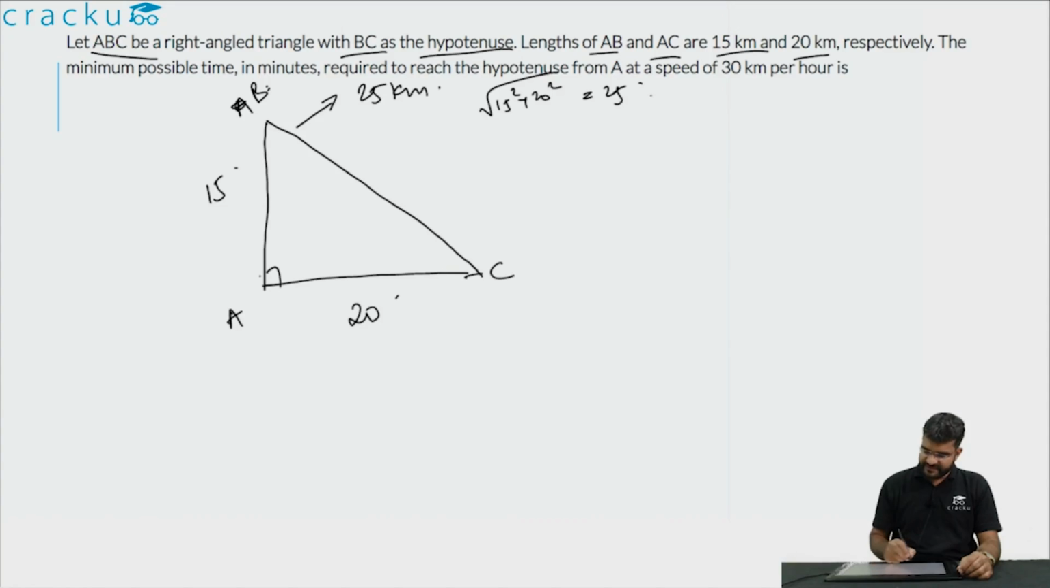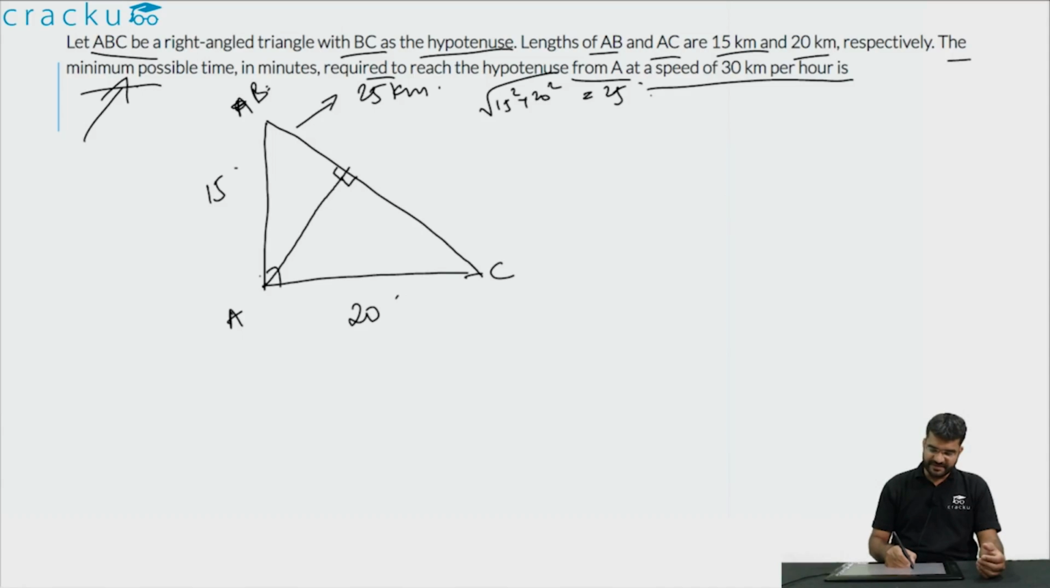This will equal 25. The minimum possible time in minutes required to reach the hypotenuse from A at the speed of 30 kilometers per hour is. So whenever you are required to find out the minimum possible time, you have to first figure out what is the distance from this point A to the line BC. If you need the distance, you want to draw a perpendicular from A to BC, and the length of the perpendicular will be the shortest distance between a point and a line.